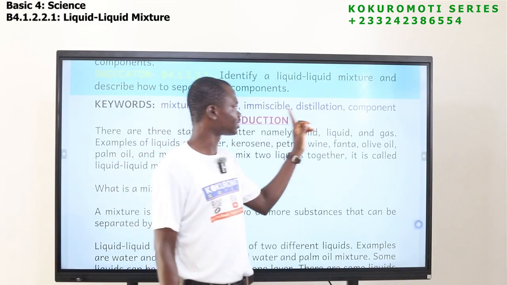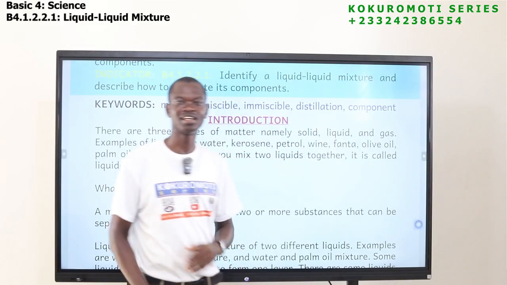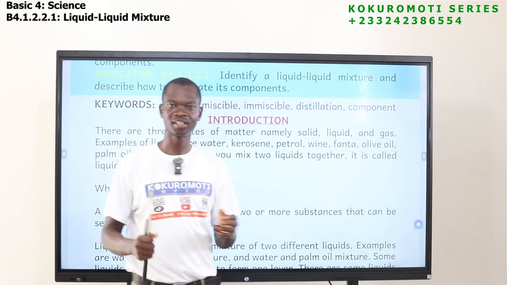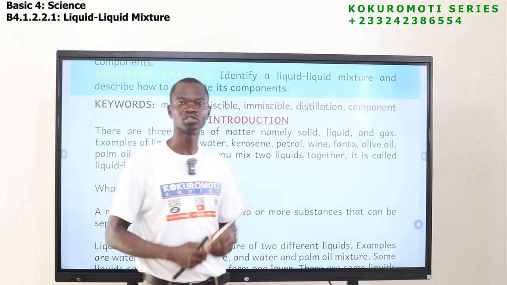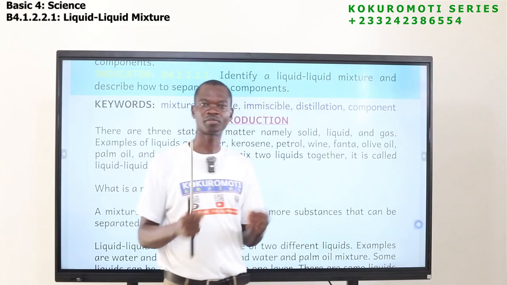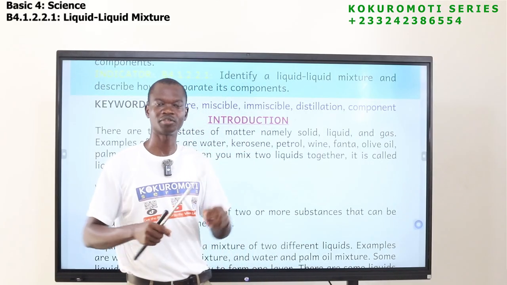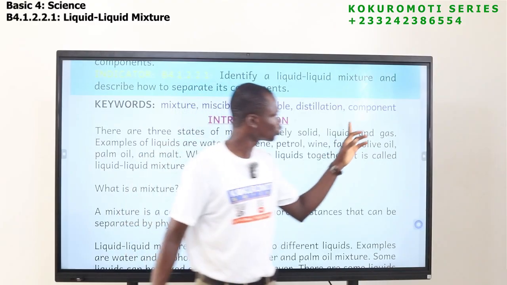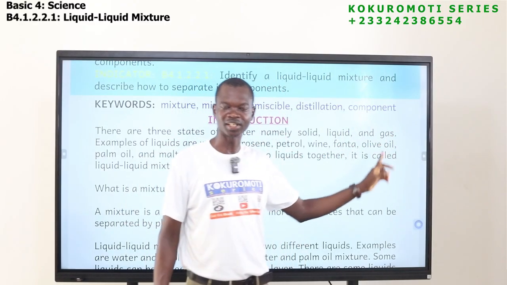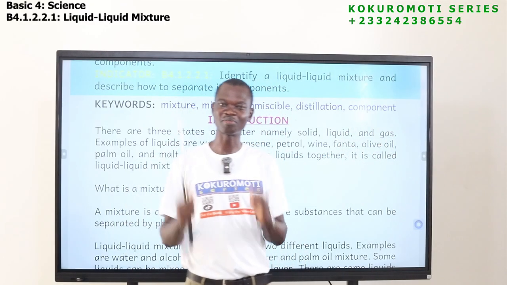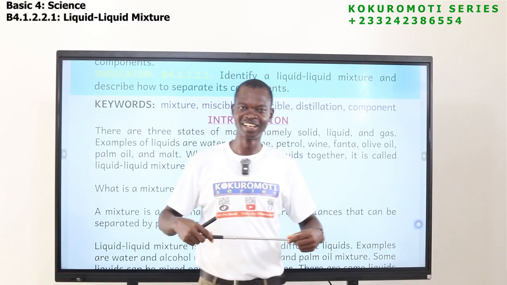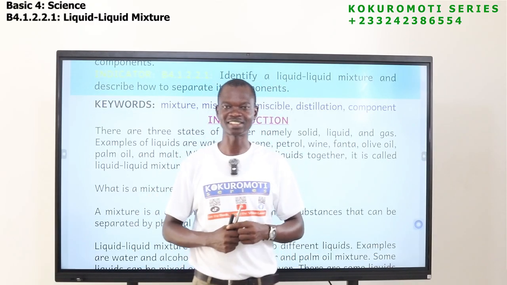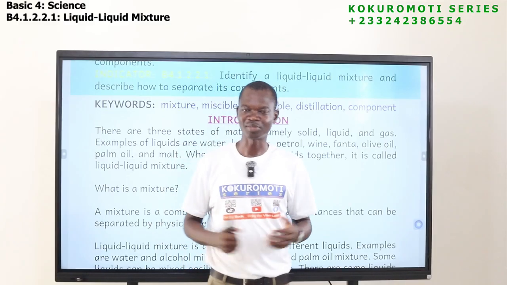Okay, the next one is distillation. Distillation is a process used to separate liquids. So liquids that can mix to form one layer, we use the distillation method to separate them. The next word is component. So what is the meaning of component? As for components, you have heard it on several occasions, and I know you understand what components is. So what is components?